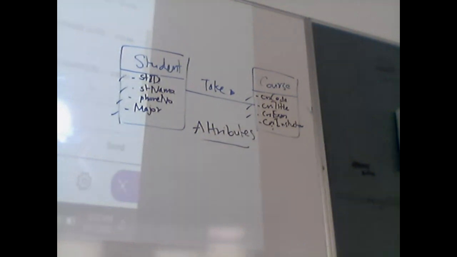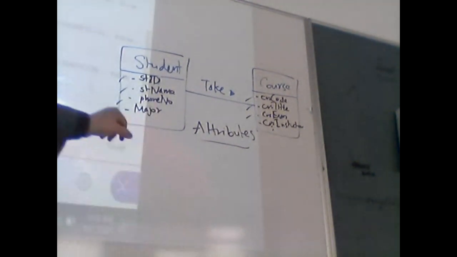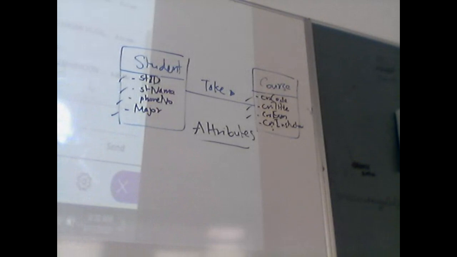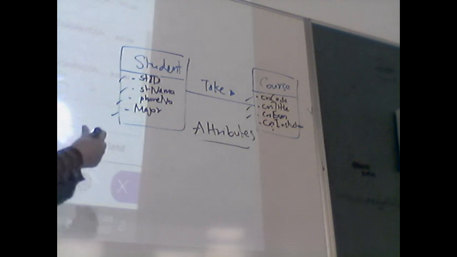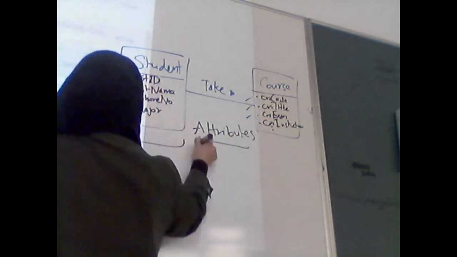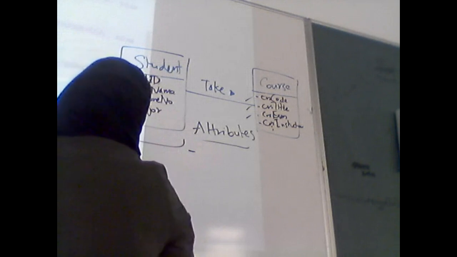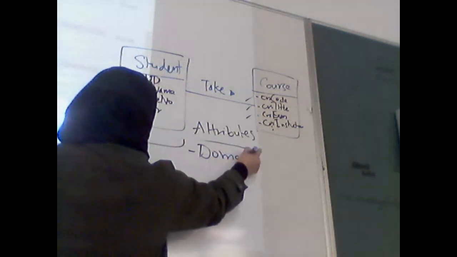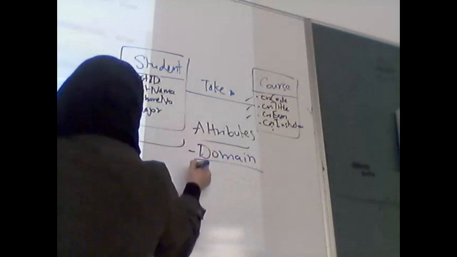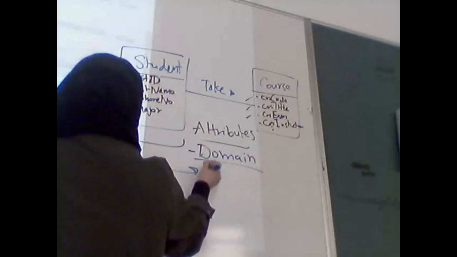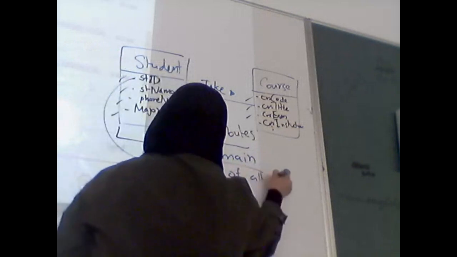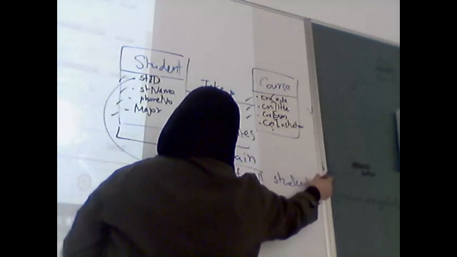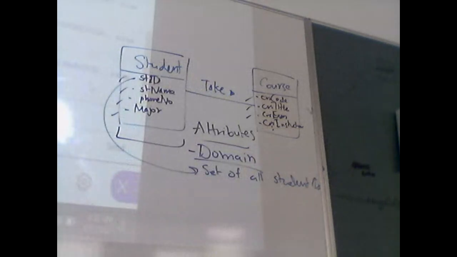So the domain for each attribute is the set of allowable values. For example, the domain for the student ID is what? The student ID domain will be the set of all student IDs, right? So here there will be a domain. For example, for the ID, the set of all student IDs. All right, so this is the domain.